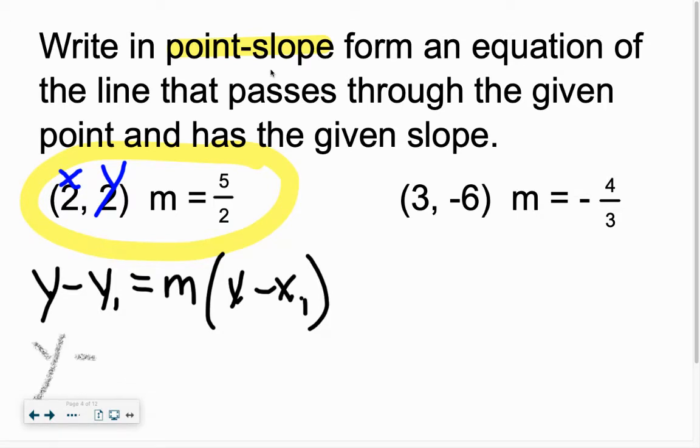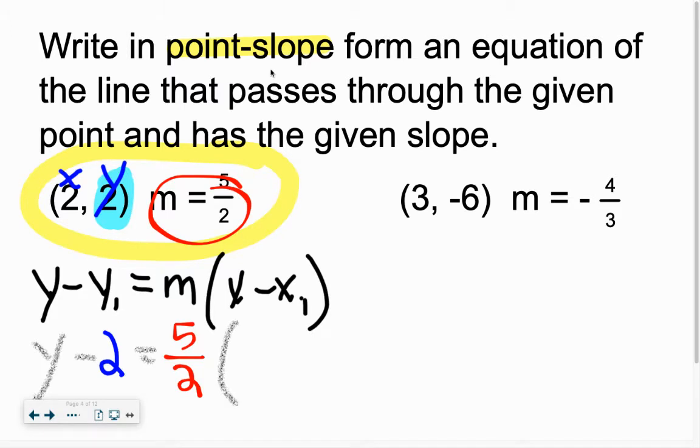So I'm going to do y minus, what is my y value here in this point? It's 2. So I want to put a 2 in. Equals, what is my m? What is my slope? All right, they gave us a mixed number. Let's just leave it like that because that's how they gave it to us. They gave it to us as 5 over 2. And then put that parenthesis, x minus, and then go and find what is your x value in your ordered pair and plug that on in. That is all you have to do.